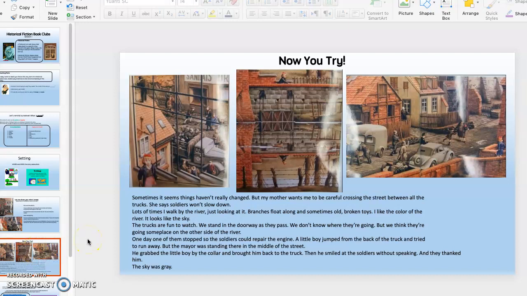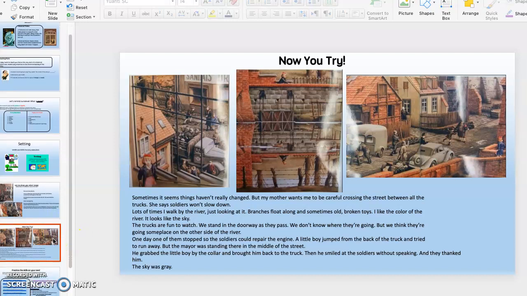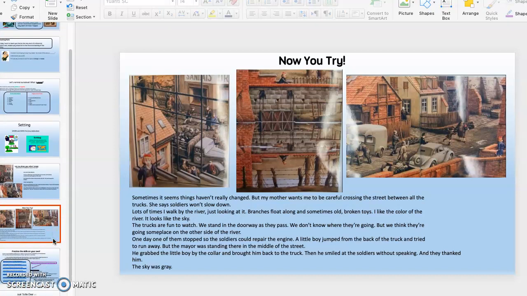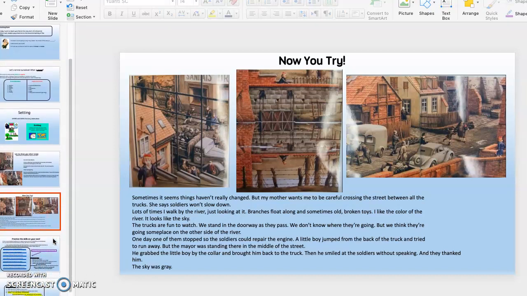Now that you have hopefully paused the video, you might be thinking, the war is getting closer, and what are some of those signs? The soldiers won't slow down. A little boy jumped from the back of the truck and tried to run away. They grabbed the little boy by the collar. There's so many aggressive and maybe even violent action words going on. Things are getting pretty angry and heated, and the war is definitely coming closer. Things seem really scary.